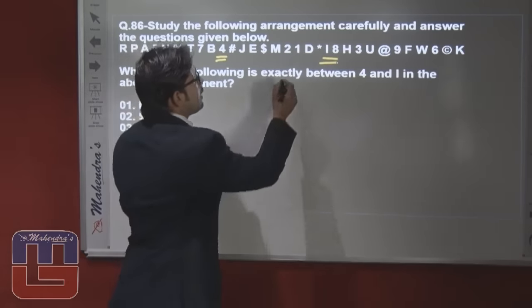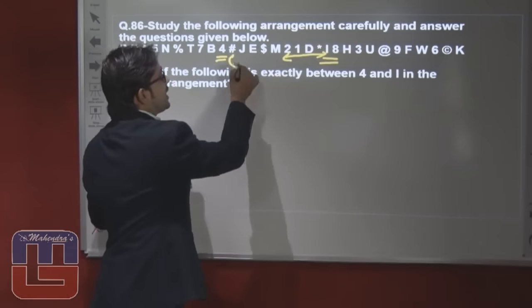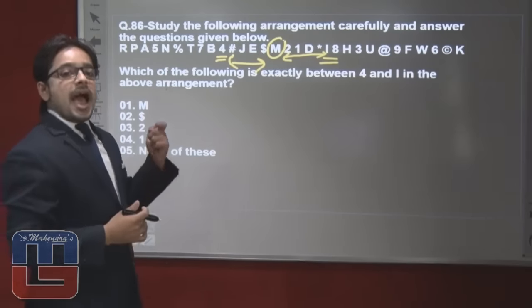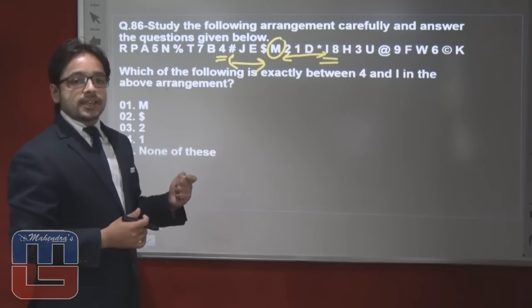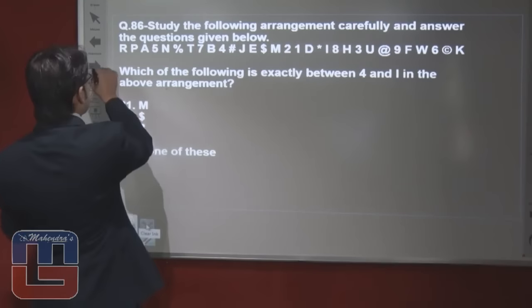Means first 4 will be eliminated from right side. Second, last 4 will be eliminated from left side. So answer of this question will be am. We can say that am is a letter which is exactly between 4 and I in this arrangement. Let's proceed towards next question.